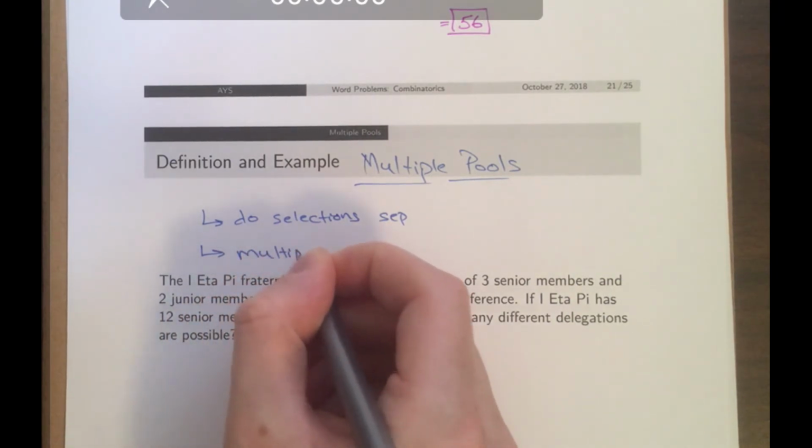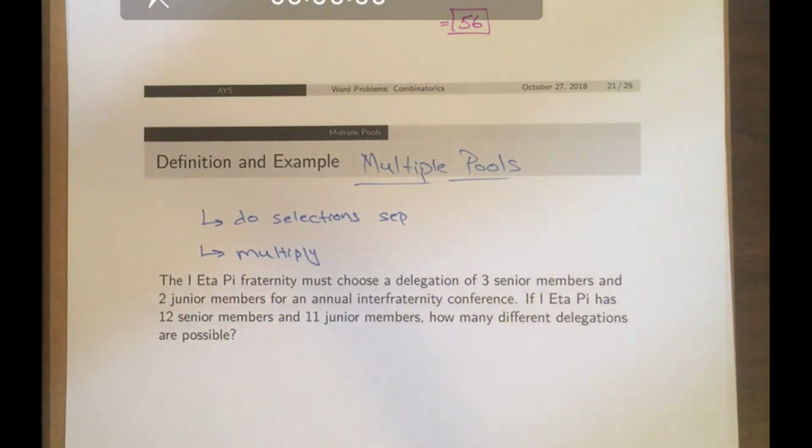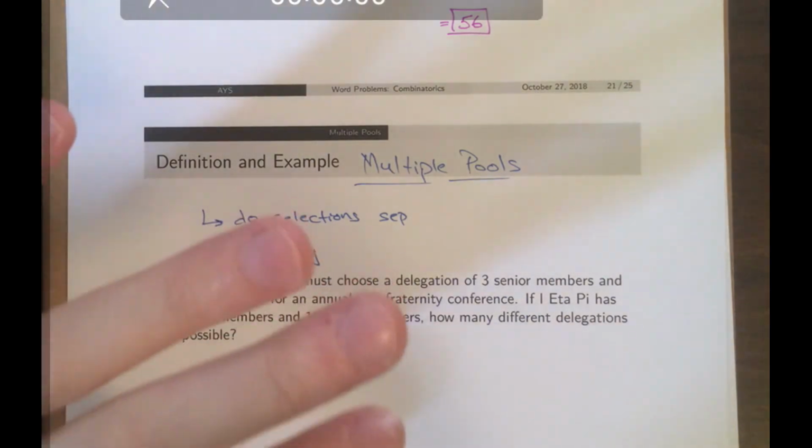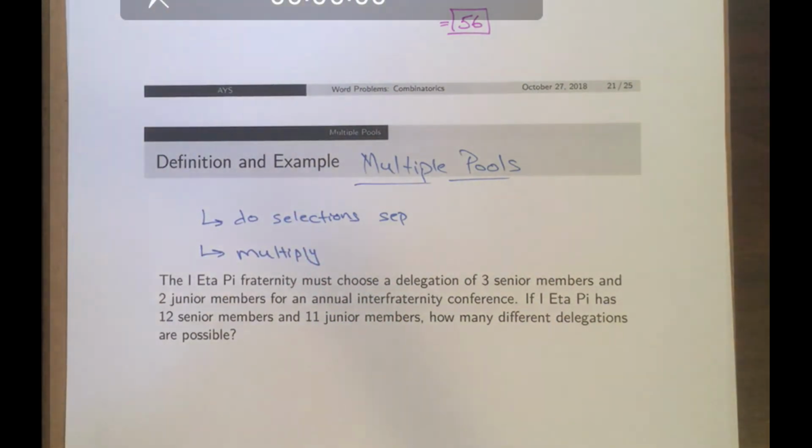This is exactly like you have pants, then you have shorts, then you have ties. You do pants by itself, you do shorts by itself, you do ties by itself, and then you multiply. Likewise for appetizers, entrees, then desserts. So these ones are a little bit more complicated, but it's not too bad.